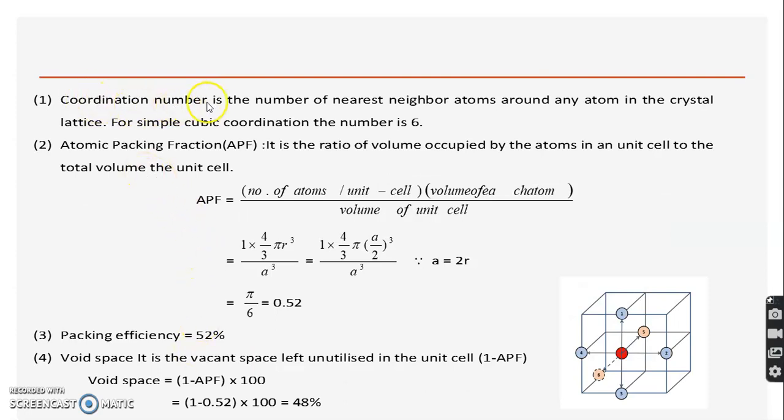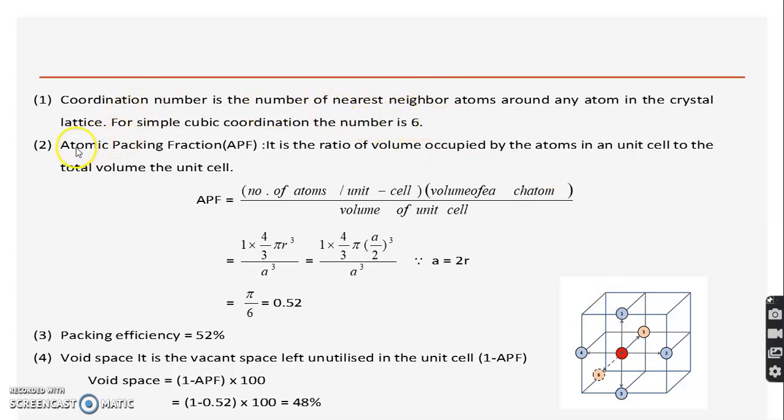Next, we go to the coordination number for simple cubic. The coordination number is the number of nearest neighboring atoms around any atom in the crystal lattice. For simple cubic, this number is 6. Can we have a look here? If we take this atom, we have 1, 2, 3, 4, 5, 6, or we can take any corner. So you'll have 1 here, 2 here, 3 here, 4 here, 5 here and 6 here. So each corner atom will be surrounded by 6 nearest neighbors of its own kind, and so the coordination number is nothing but 6.